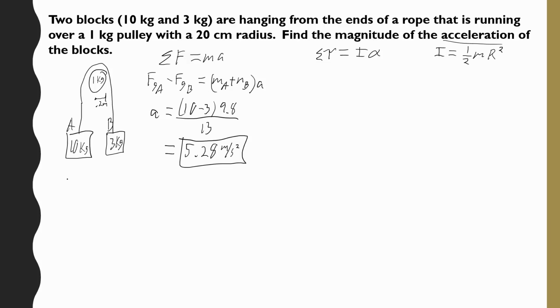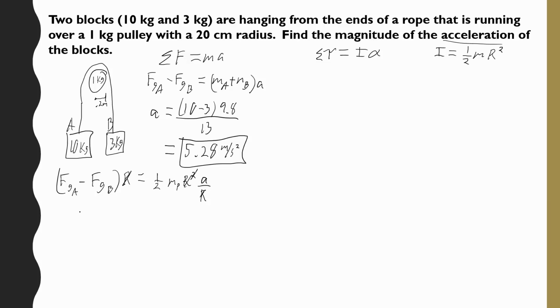So if I say the sum of my torques is gravity on A minus gravity on B times the lever arm, R, and I set that equal to I alpha, where I is 1/2 m, I'm going to put mp for mass of pulley, times r squared times alpha. Now alpha is a over R, so we can go ahead and put that in, and kind of nicely this cancels one of those r's, that cancels the other. So we're going to get this expression here.